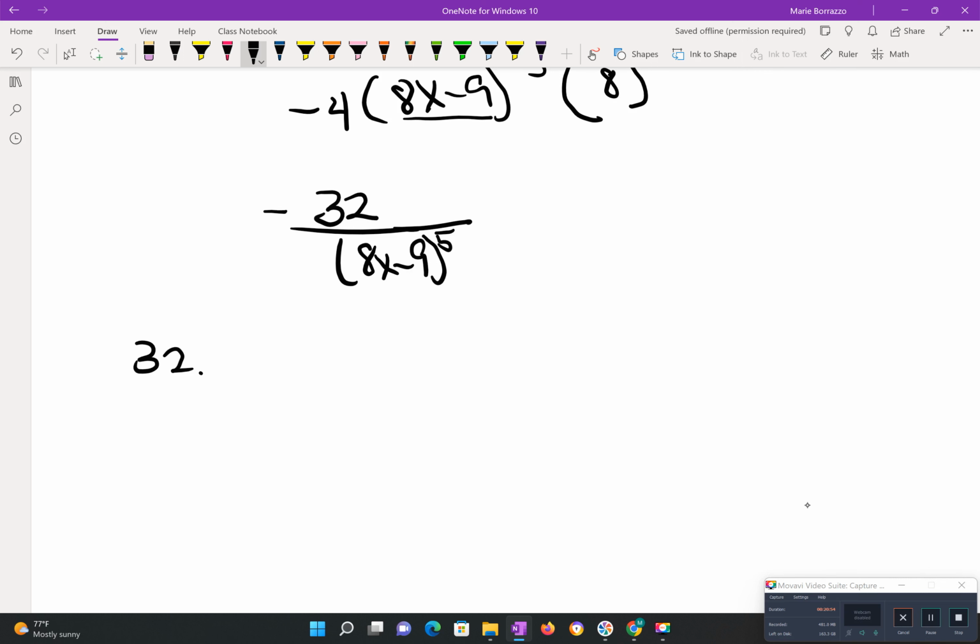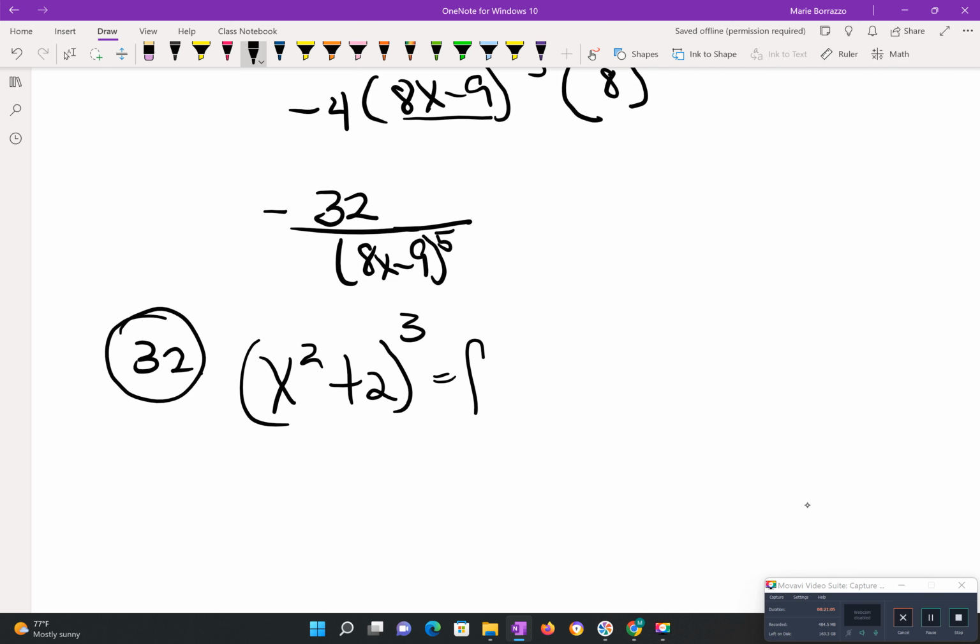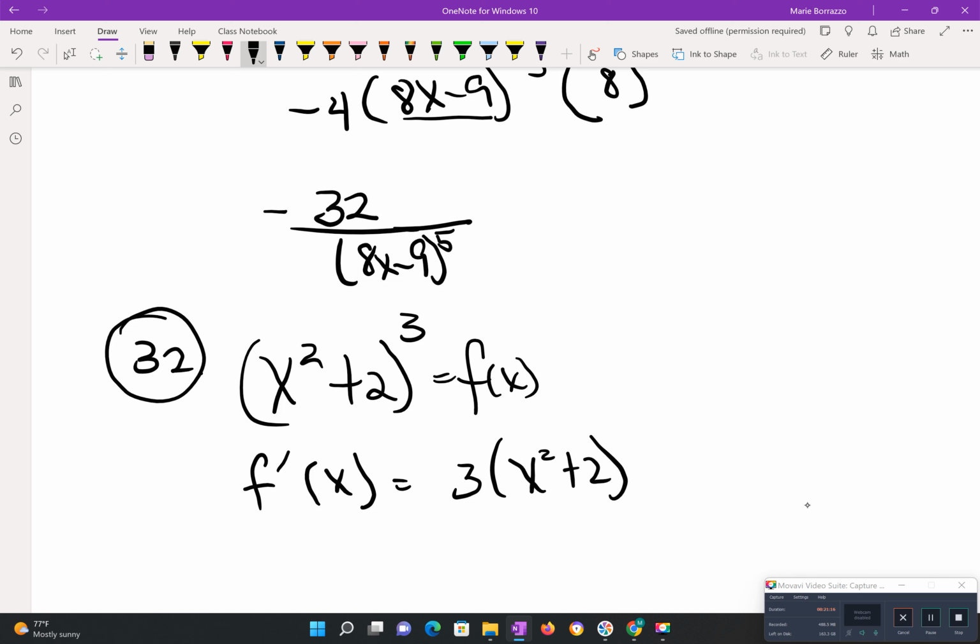We have f of x equals x squared plus 2 to the third power. We want the first derivative, so we'll apply the chain rule, which is 3 times (x squared plus 2) to the second degree, taking away 1, and the derivative of the inside, which is 2x.